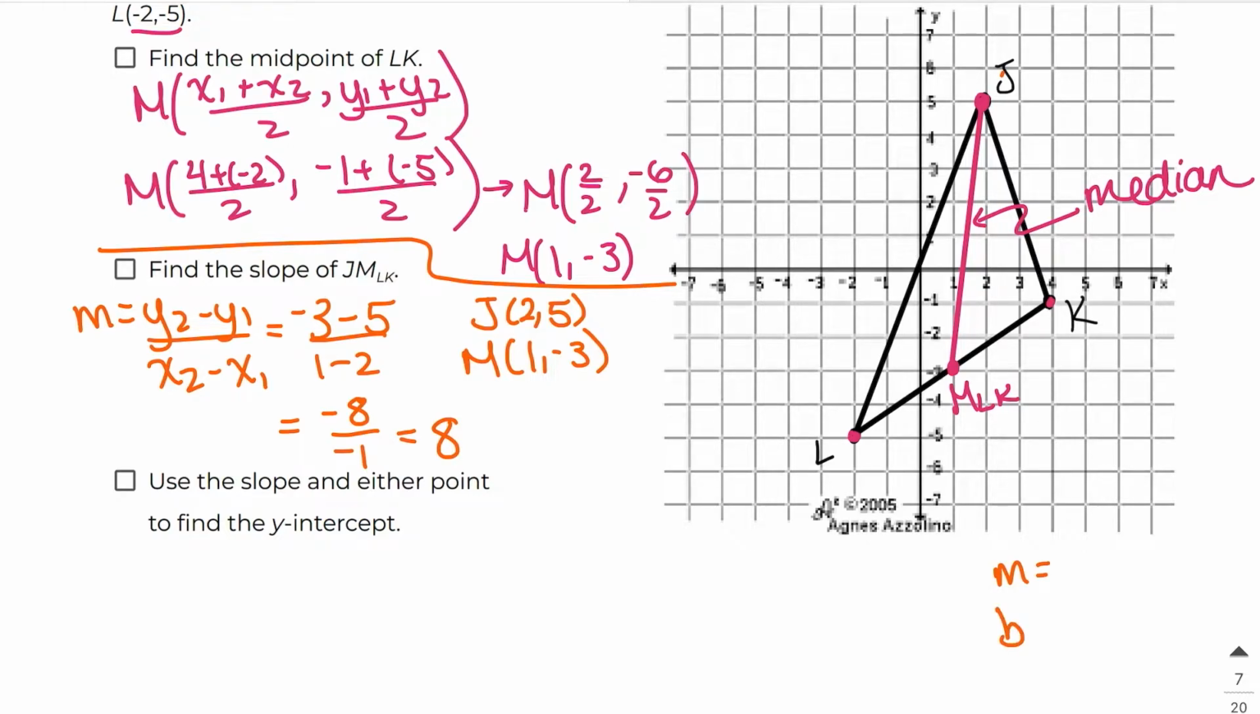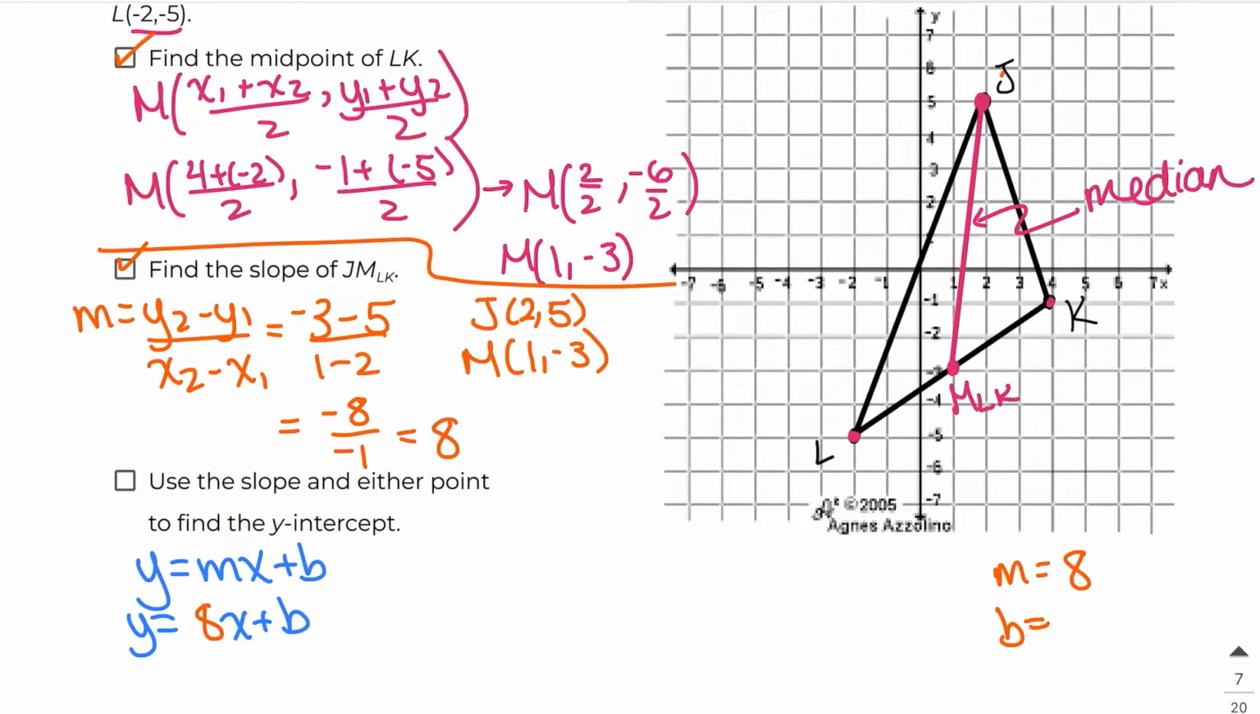So if I'm trying to find the equation of the line, I need two things. I need m and I need b, right? So now we figured out the m. So the next thing I need to do, let's check these off, is to use the slope and either point to find the y-intercept. So we're going to use the equation y equals mx plus b.